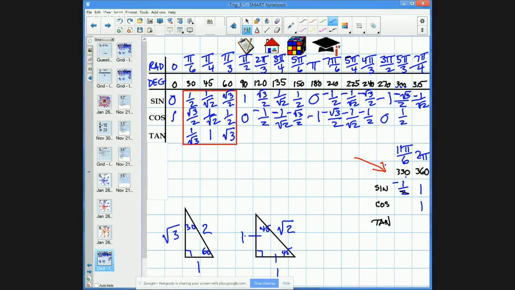315 is 45 degrees from 360, and so cosine 45 is 1 over the square root of 2. And again, we're right, so it's positive. And finally, 330 degrees is 30 degrees from the nearest x-axis. The cosine of 30 is the square root of 3 over 2. And again, we're to the right, so it's positive. So we have completed cosine. Now let's go back and get the tangent.